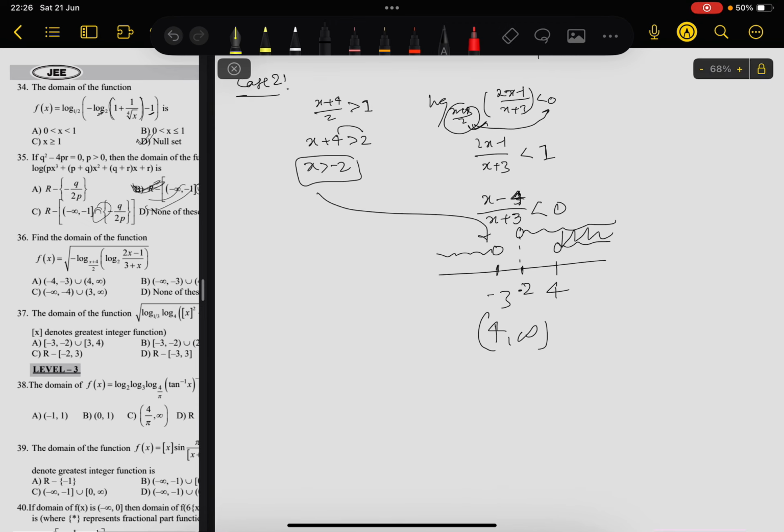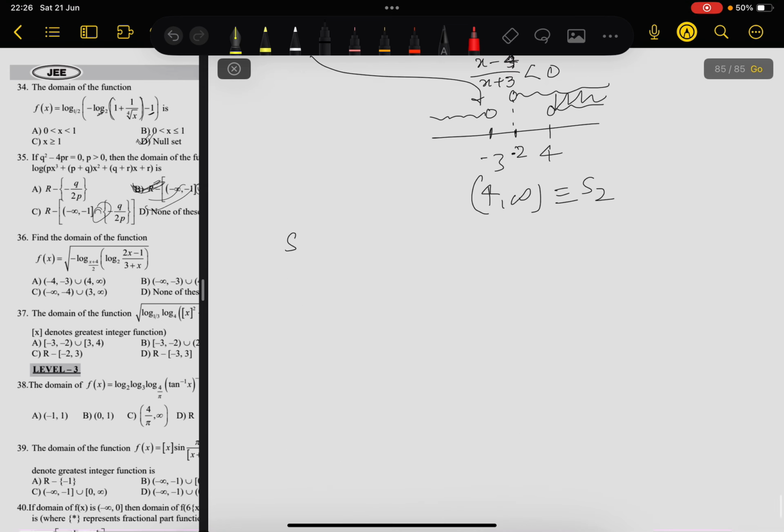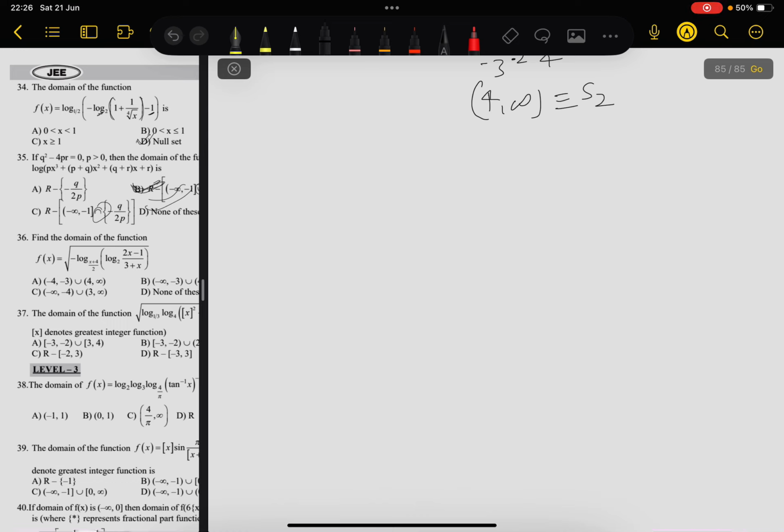So now this is solution 2 and this was solution 1, right? Now because there are two cases, in cases we have to add, that means we have to take the union. So S1 and S2. So minus 4 to minus 3 union 4 to infinity. This is the answer. Which option is correct? First option is correct.